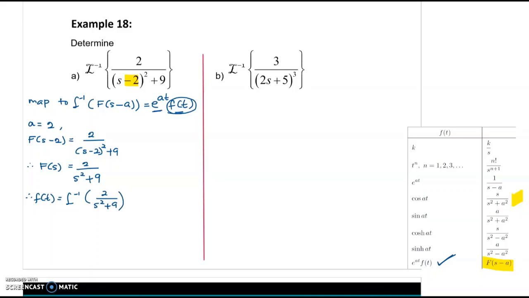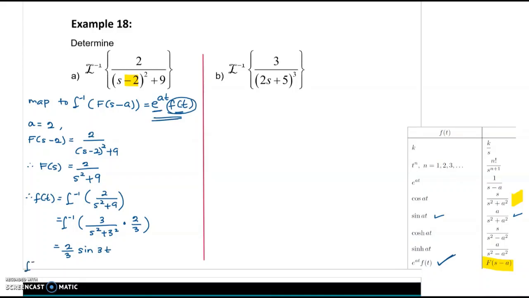Again, one more time, we need to map to the table. We have the constant 2 at the top, and the denominator is s squared plus 9. The most similar form is sine, because we have the form a over s squared plus a squared. But it needs a little bit of manipulation. We have s squared plus 3 squared, so at the top it should be 3. But the original expression has 2 at the top, so we need to multiply by 2 over 3. So 2 over 3 can be put aside, and the inverse of 3 over s squared plus 3 squared is sine at, where our a is 3, so sine 3t. Okay, so go back to this.